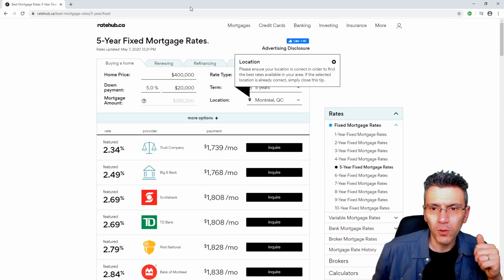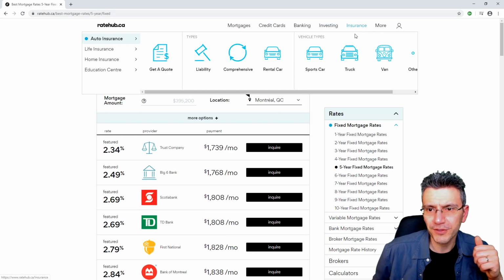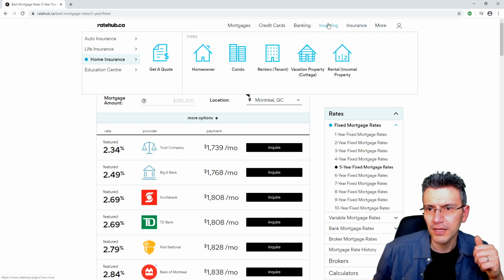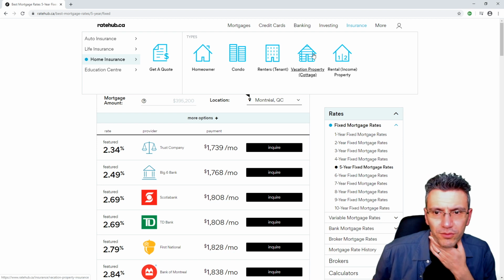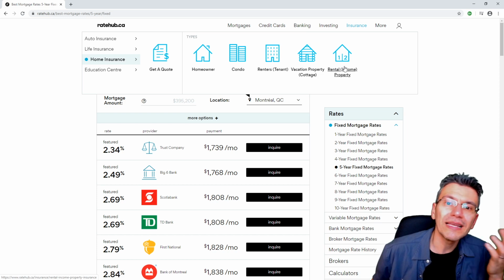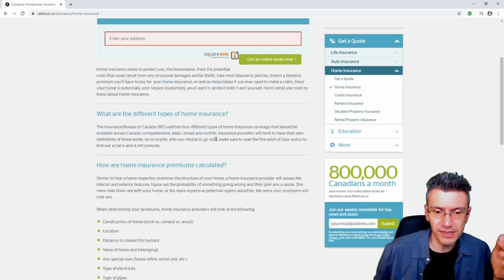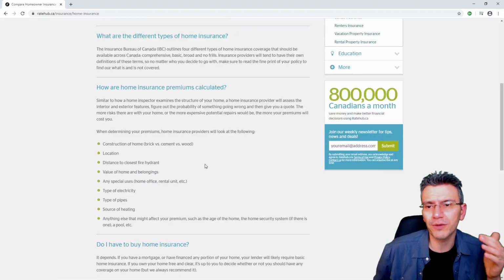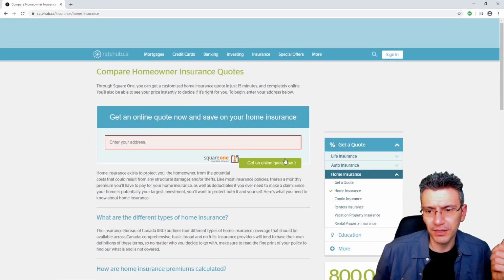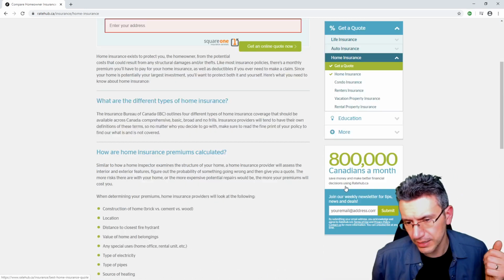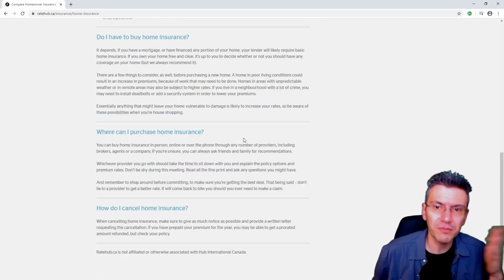And finally, they will also allow you to compare certain insurance rates. So for example, car rental if you want, as well as renter's insurance like this, or rental income insurance, or homeowners insurance. So you can compare all of these, and they explain what is included, show you different types of insurance, and you can compare the products.